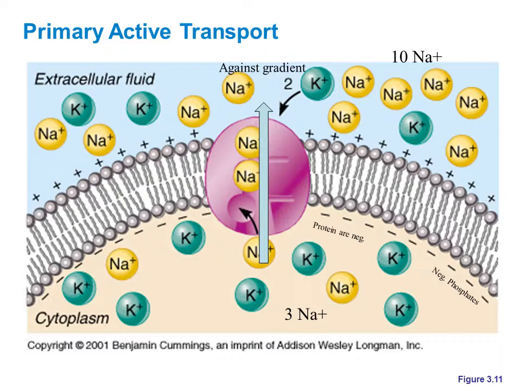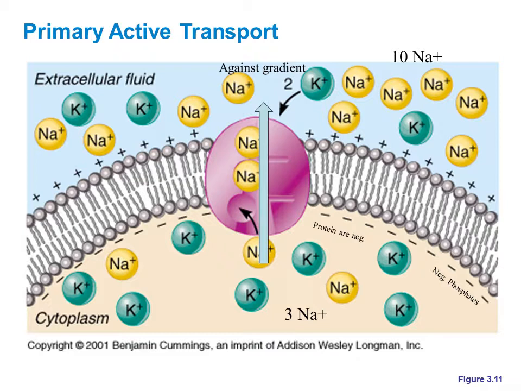In this image, notice that we have 3 sodium ions in the ICF and 10 sodium ions in the ECF. We're going to push some of those 3 sodium that are inside outside. We're going to push it up its concentration gradient, against the concentration gradient, therefore making it even more concentrated in sodium outside. So we'll have 11 sodium versus 2 inside.